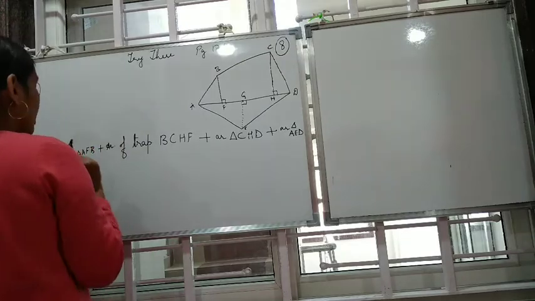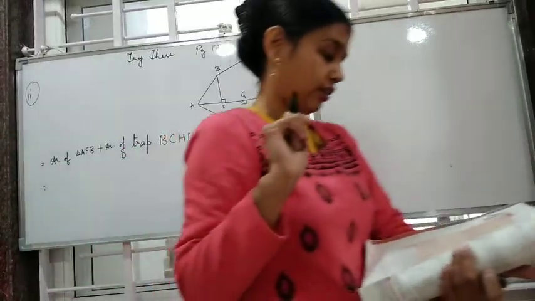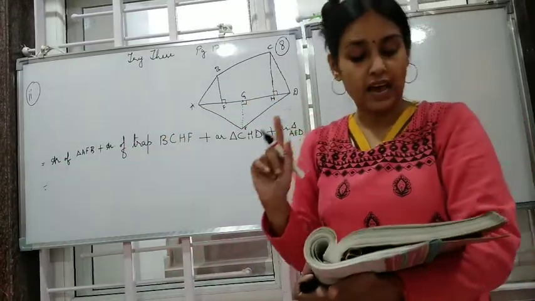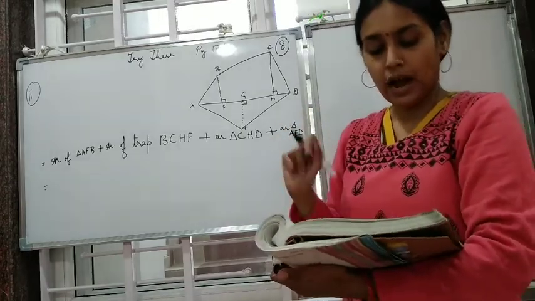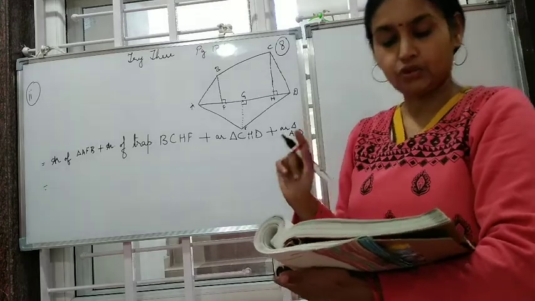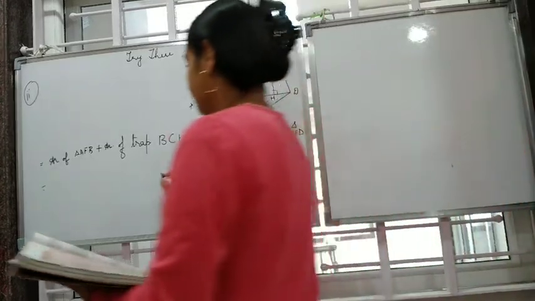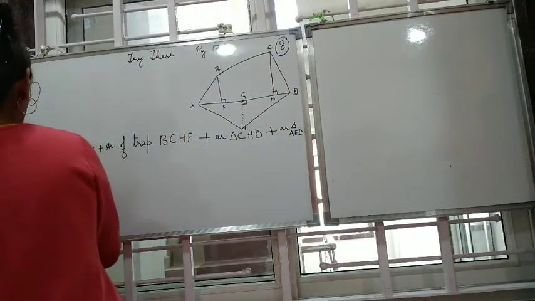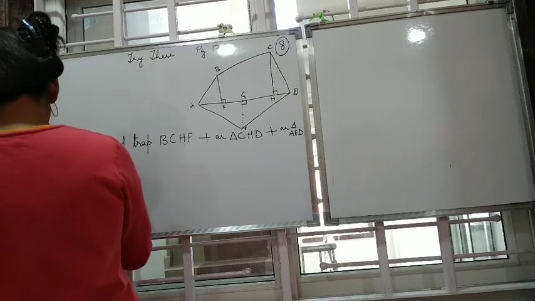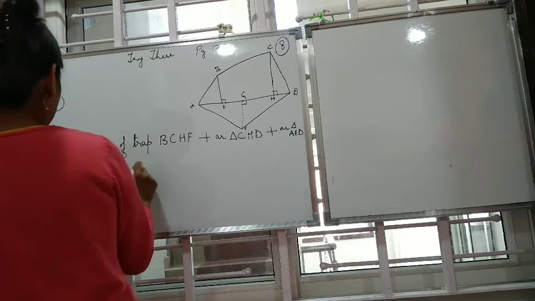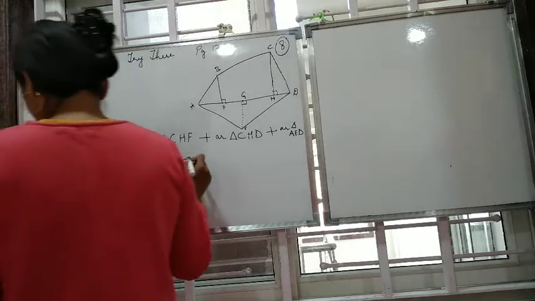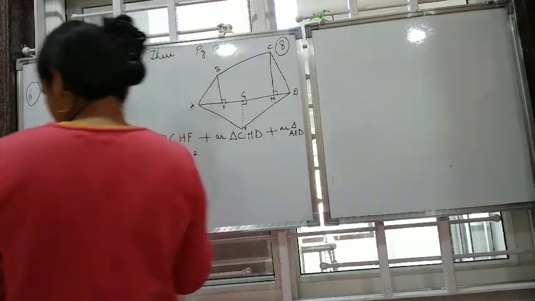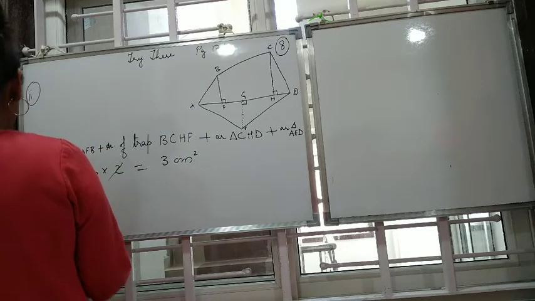Now, area of triangle AFB. Area of triangle AFB is half into AF into BF, which is equal to half into 3 into 2. So 2 and 2 get cancelled. Okay, this is written. So 3 and 3 get cancelled. The answer is 3 ones are 3 centimeter square.